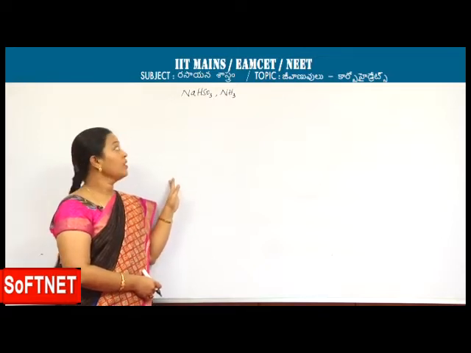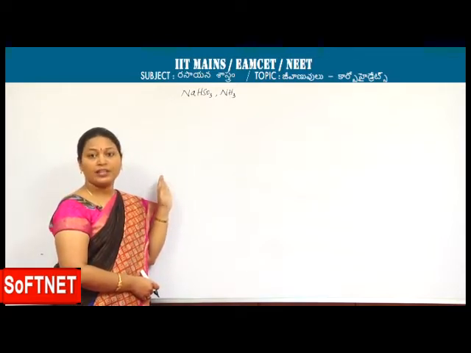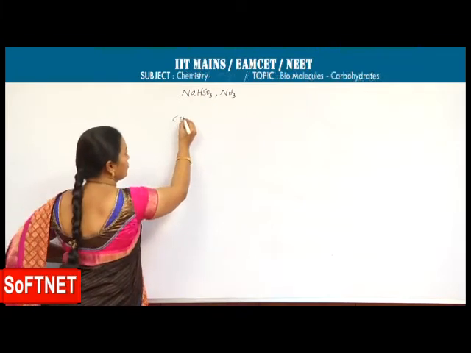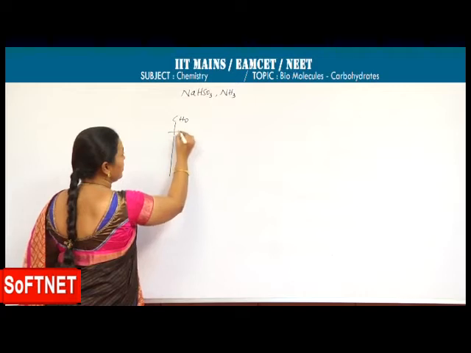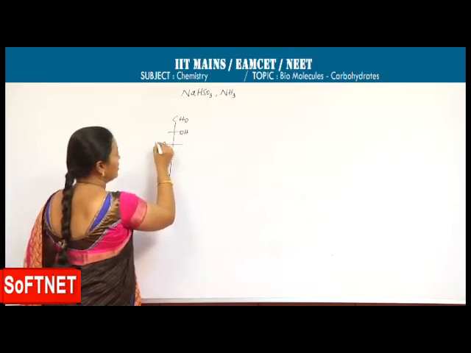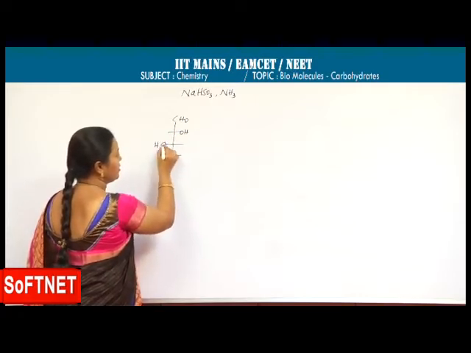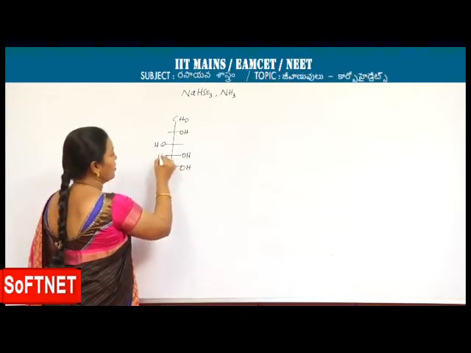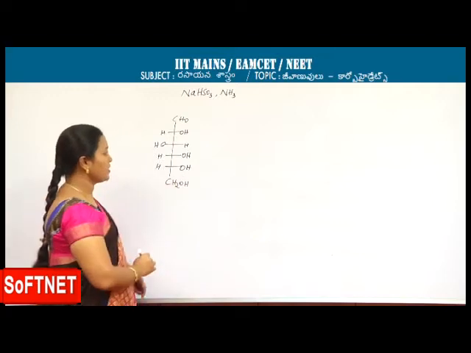So we will write closed structures, nothing but ring structures, for the glucose. Now I am writing ring structures for the glucose. It is the open chain. It's simple to remember. C2 with OH on the right side, C3 with OH on the left side, C4 and C5 OH groups are on the right side. It is the open chain structure.